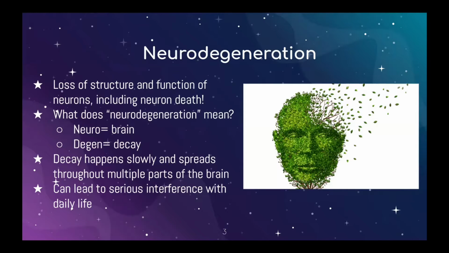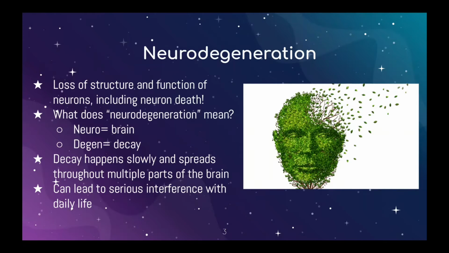Neurodegenerative diseases have a lot to do with the concept of neurodegeneration. Let's break that big word down too. First, we have neuro, which means brain, and then we have degen, which means decay. This breakdown helps us see that neurodegeneration is the progressive loss of structure or function of neurons, which includes the death of neurons. Neurodegeneration can be caused by many different things, including a buildup of proteins in our brain or cell suicide, which is called apoptosis.